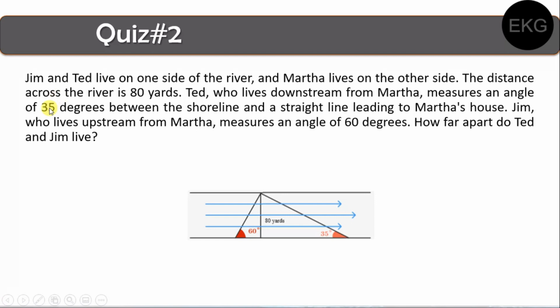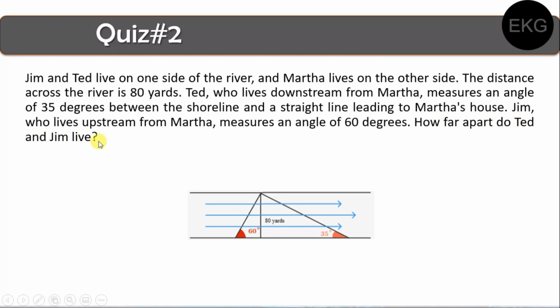Jim and Ted live on one side of the river, and Martha lives on the other side. So the distance across the river is 80 yards. Ted, who lives downstream from Martha, measures an angle of 35 degrees between the shoreline and a straight line leading to Martha's house. Jim, who lives upstream from Martha, measures an angle of 60 degrees. How far apart do Ted and Jim live?